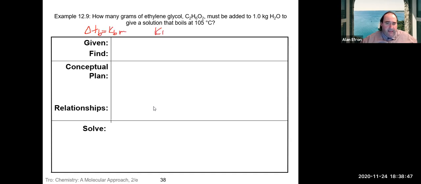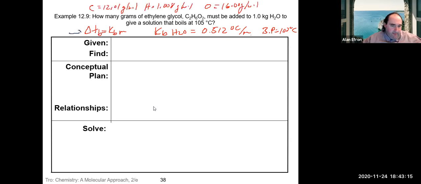And I'll give you the Kb for water, which is, I believe, 0.512 degrees Celsius per molality. Clearly, the normal boiling point is 100 degrees Celsius here. All right, take a couple minutes, see what you come up with.